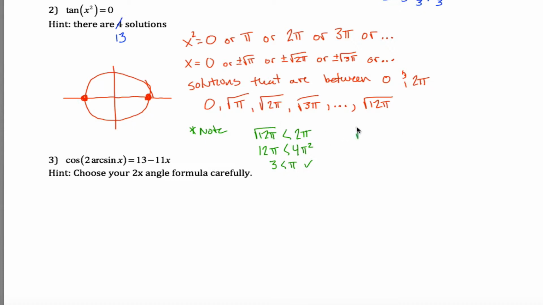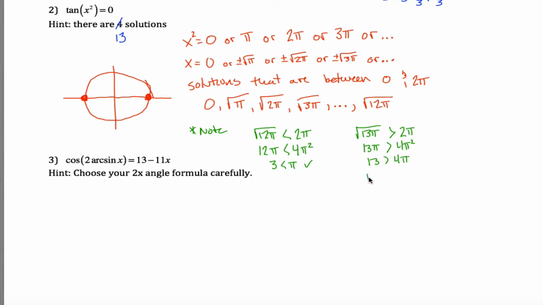However, I don't think we should include the square root of 13 pi in our solution. In other words, I claim that the square root of 13 pi is actually greater than 2 pi. And the way I can show you that is similar to what I did over here. Square both sides of the equation, you get 13 pi, I claim, is greater than 4 pi squared. Divide both sides by just pi, and I claim that 13 is greater than 4 pi.